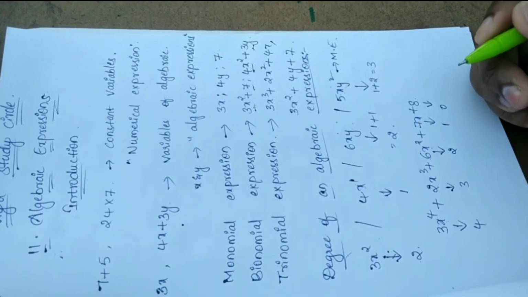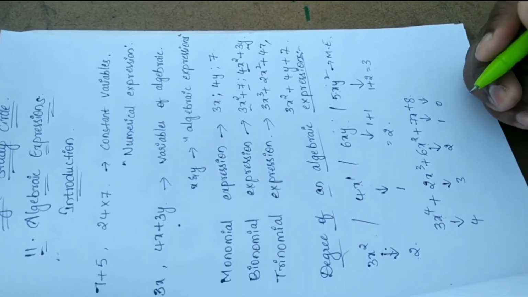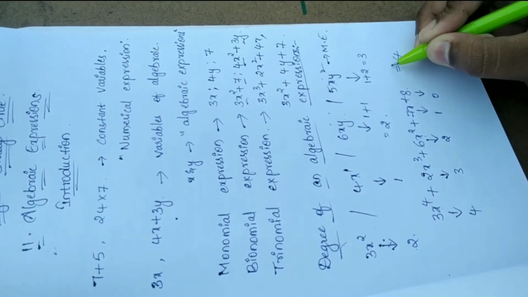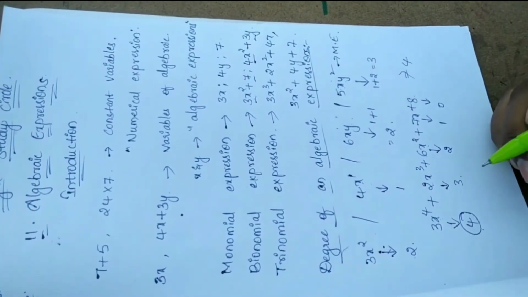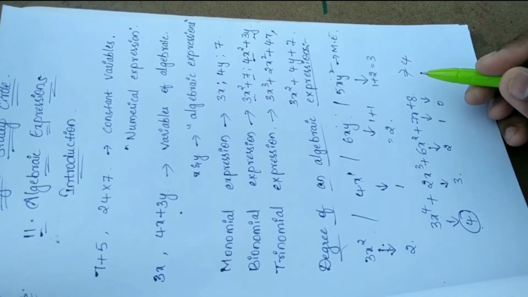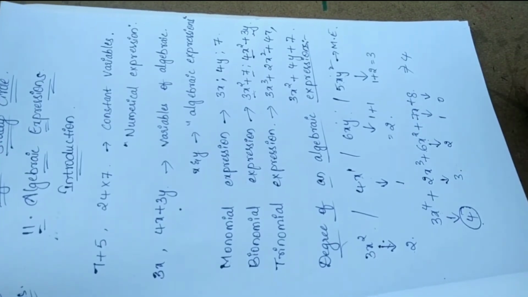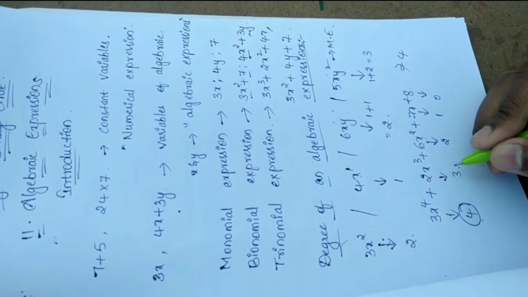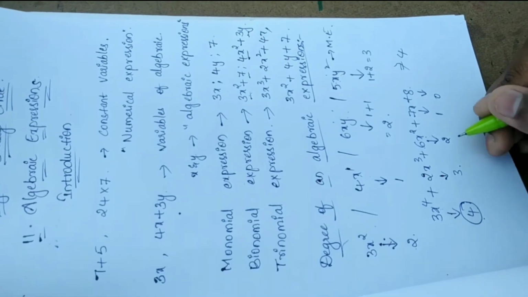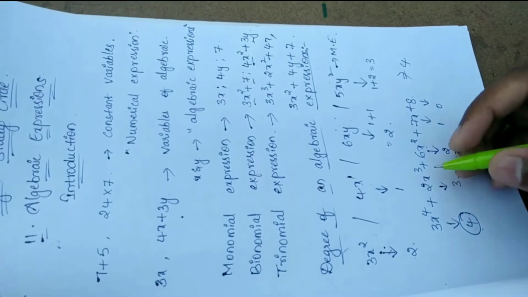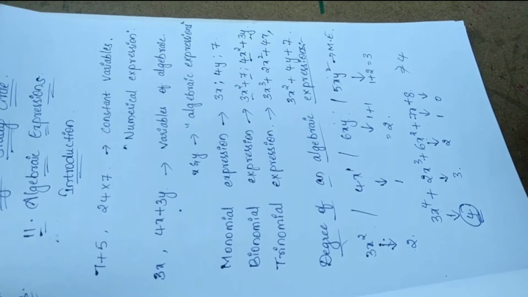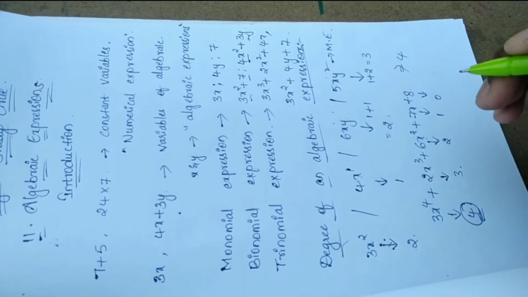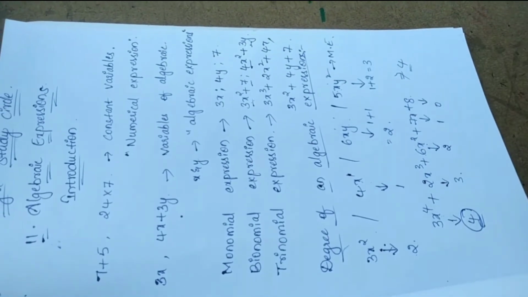In this algebraic expression, the degree of expression is known as 4. So the highest degree among the degree of the different terms of algebraic expression is known as degree of algebraic expression. That means 4, 3, 2, 1, 0. From all these degrees, 4 is highest degree. So the degree of this total algebraic expression is 4.